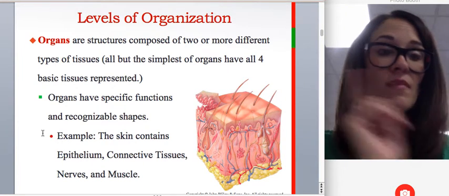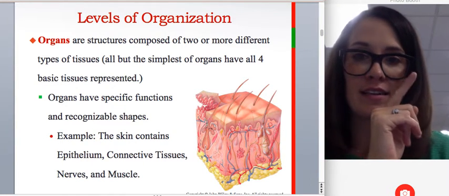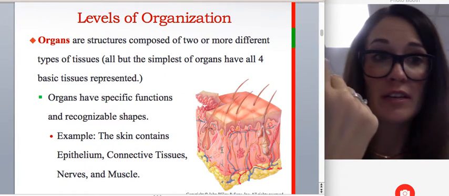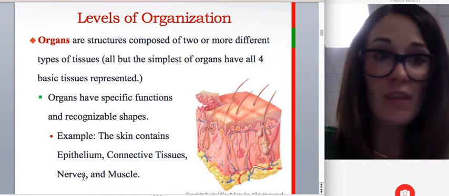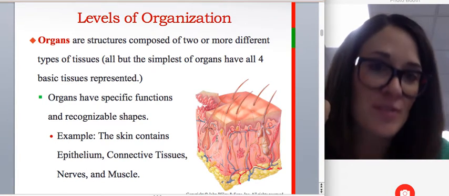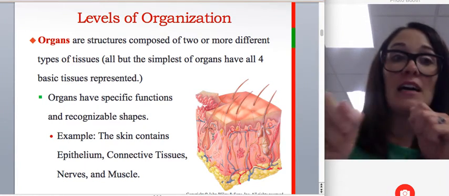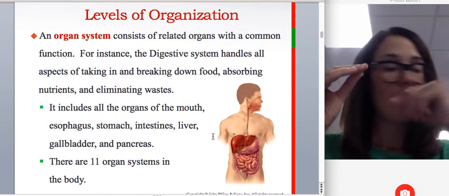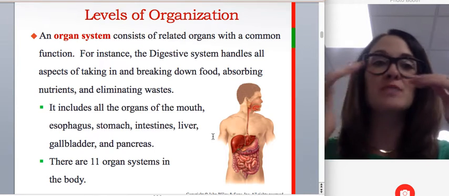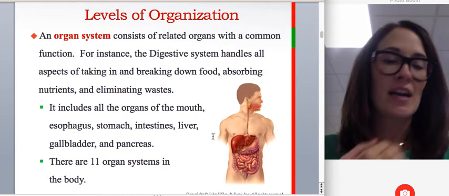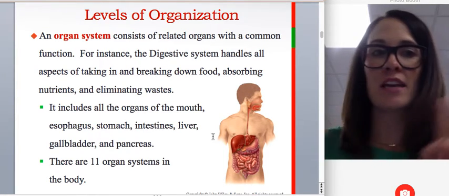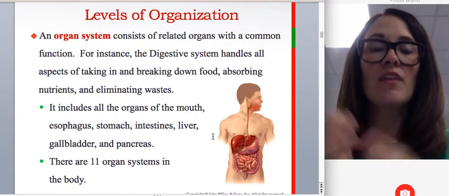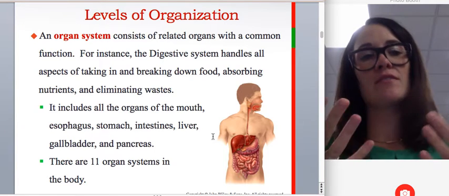Skin is an organ. It contains epithelial tissue right here on the surface. It contains connective tissue. There's blood in there, which is connective tissue. Nerves and muscles, little muscles right here that pull up your hair when you have goosebumps. And then, excuse me, organs make up an organ system. Reproductive system, digestive system, integumentary system, skeletal system, and they are related organs that carry out a specific function.